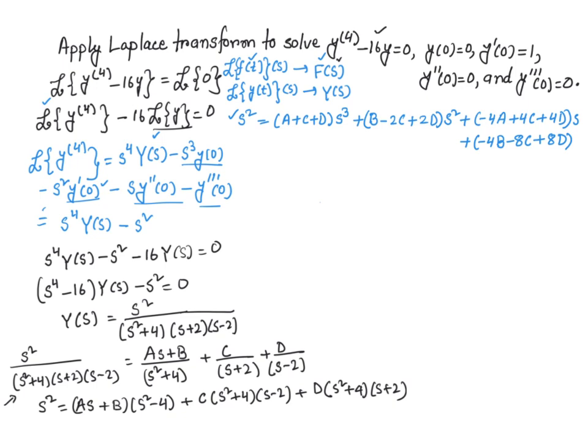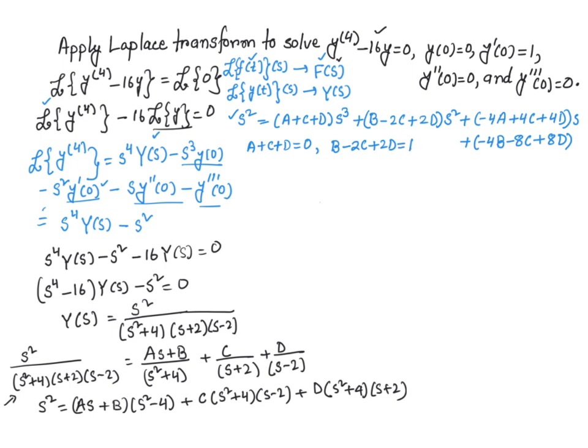Coefficient of s cubed on the right-hand side is a plus c plus d, but there is no s cubed on the left, so the coefficient must be 0. Then the coefficient of s squared is 1 on the left, and on the right it is b minus 2c plus 2d, and that must be equal to 1.